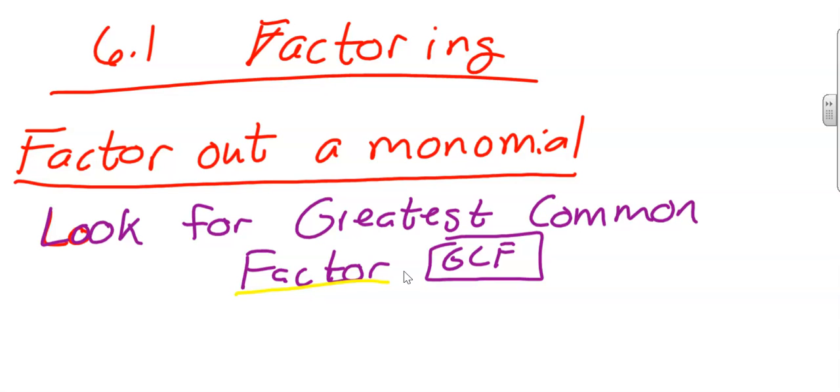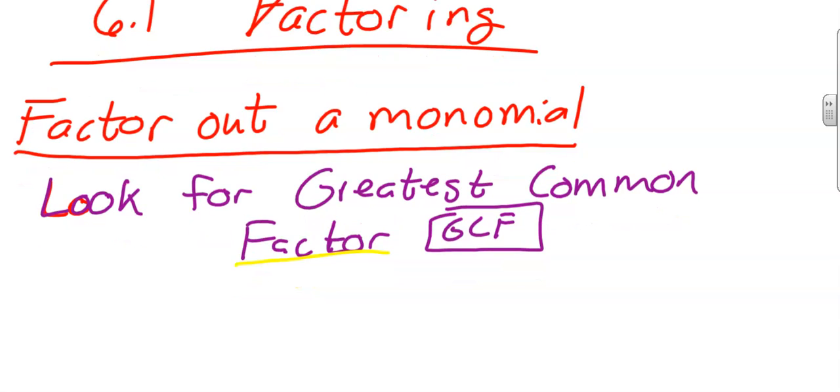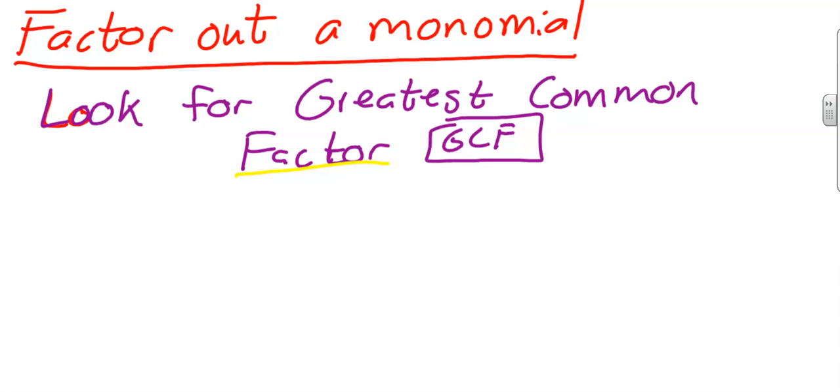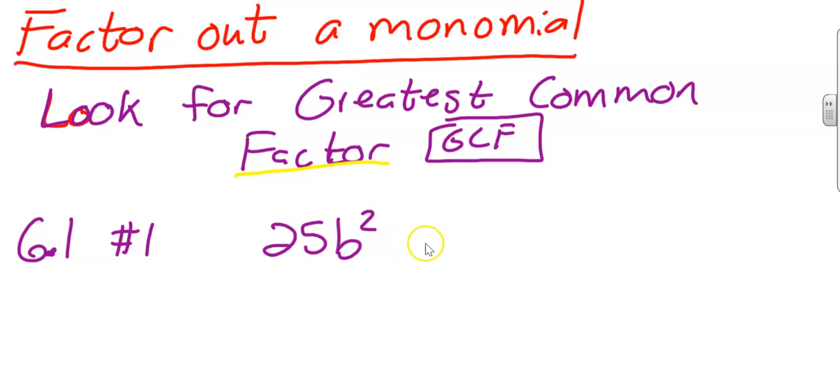Okay, so the very first thing that they're going to have you do when you go through these parts and figure out what the numbers are, and this would be objective 1, the 6.1 objective, is they ask you to factor out the monomial. Basically you're going to get something like this: 25b squared minus 15b.